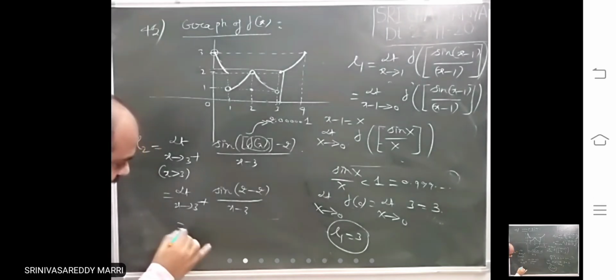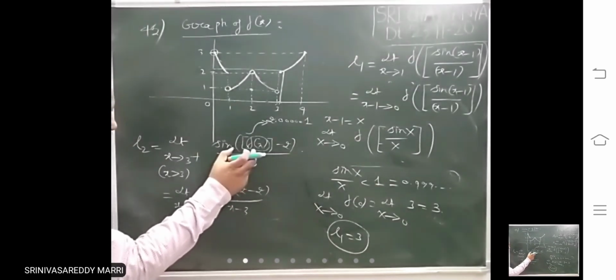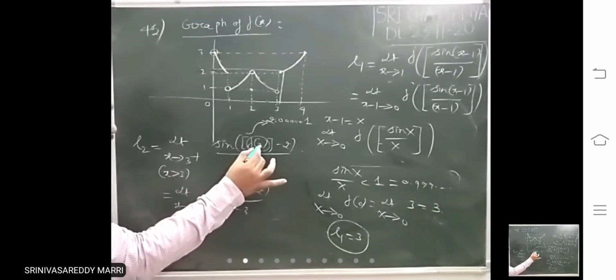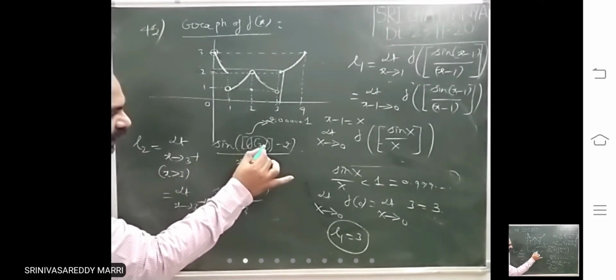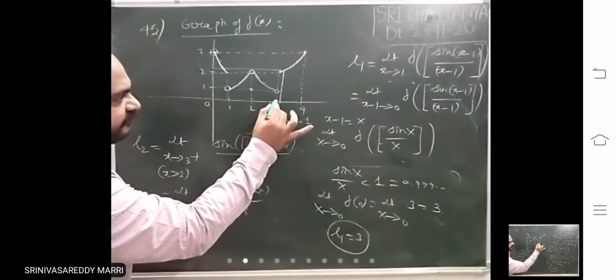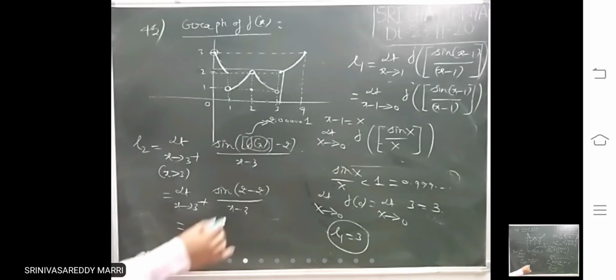So this is nothing but 2 divided by x minus 3. So this is 0 by something, which is what? 0. So L2 is 0. This is f of 3 plus. If you substitute x as 3 point something, step of f of 3 point something, f of 3 point something is 2 point something, you can observe from the graph. Step of 2 point something is 2. Sine of 2 minus 2 is 0. So L2 is 0.